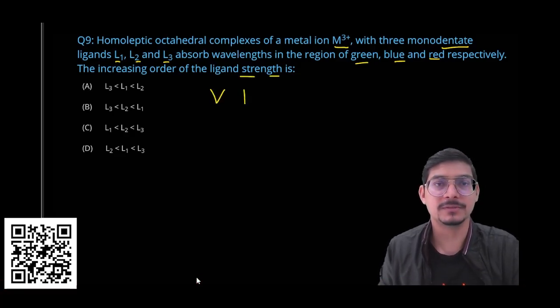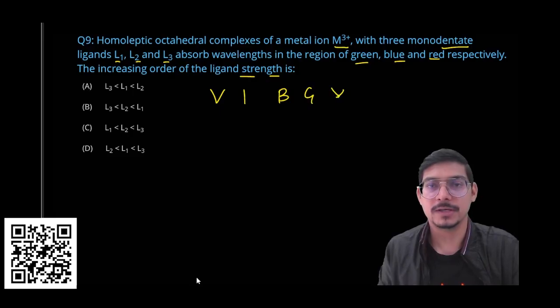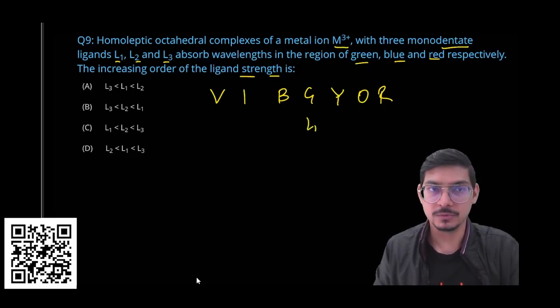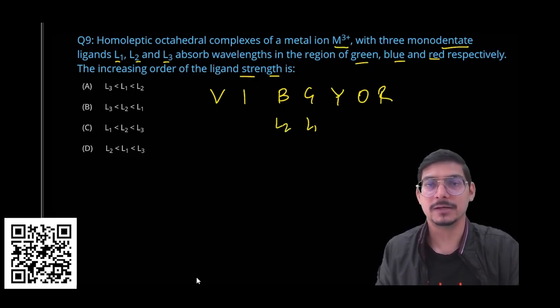So if we look at the visible spectrum, which is shortened as VIBGYOR, right? Violet, indigo, blue, green, yellow, orange, and red. Then we can see that ligand 1, L1, absorbs green light. So this is L1. The ligand 2, which is labeled as L2, absorbs blue light. So this is L2. And the third ligand, L3, absorbs red light.